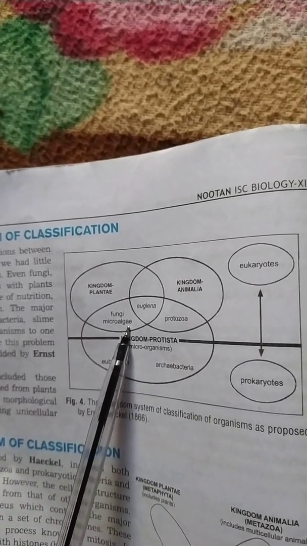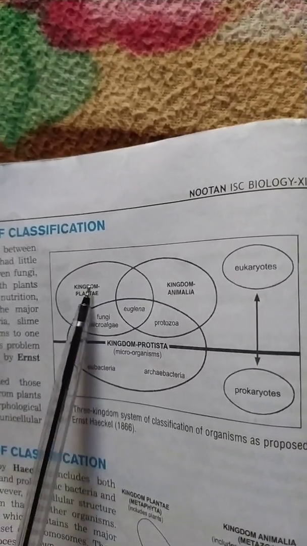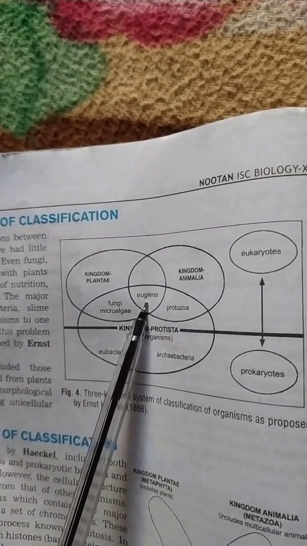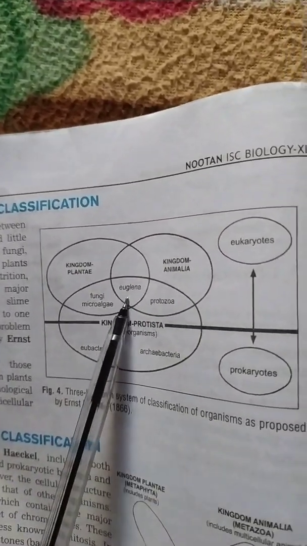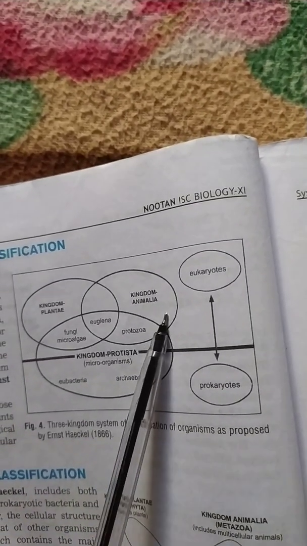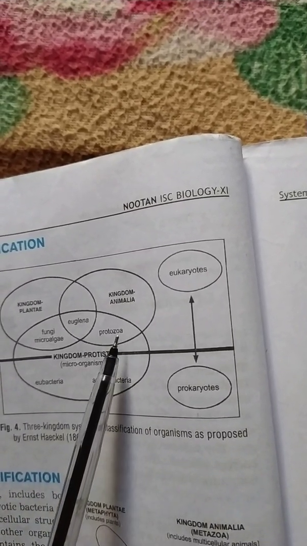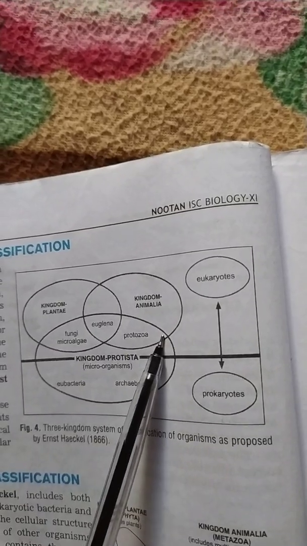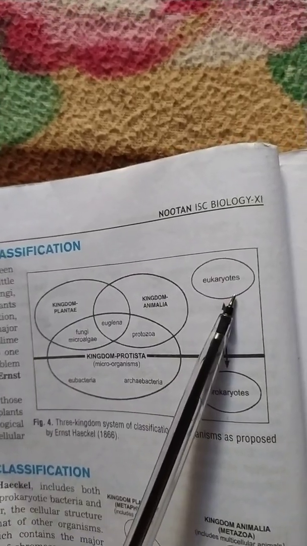One is fungi, which were known to be more like Plantae, so they were put in Plantae. Then Euglena shows characteristics of both plants and animals, and it was microscopic, so it was also put in kingdom Protista. Then we had Protozoa, which were more like animals, so they were put in kingdom Animalia, but this comes under Protista. Now all these kinds were eukaryotes, the modern, refined kind of microorganisms.